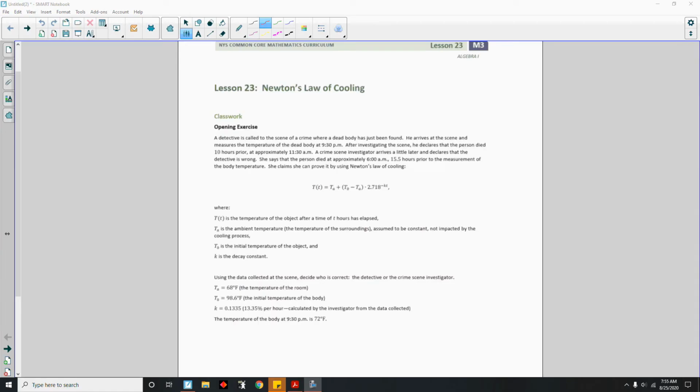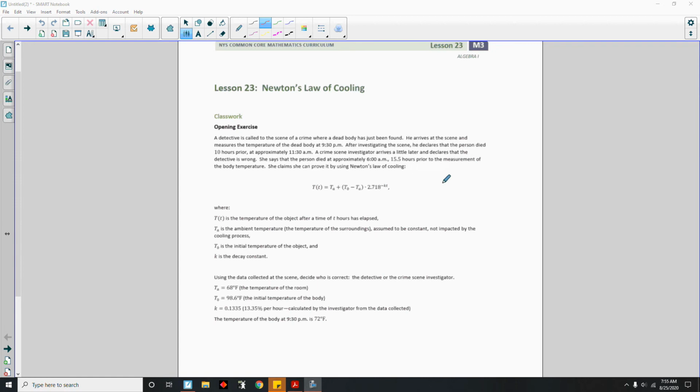Welcome to Lesson 23, Newton's Law of Cooling. Sir Isaac Newton came up with this formula to represent the amount an object cools in its environment back in 1701. Okay, so here we go.